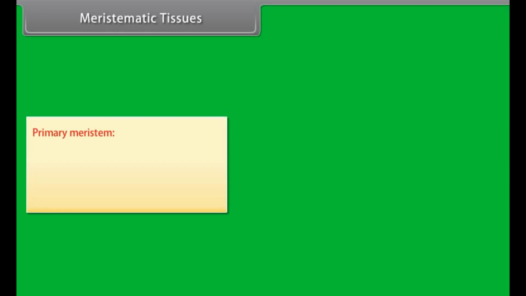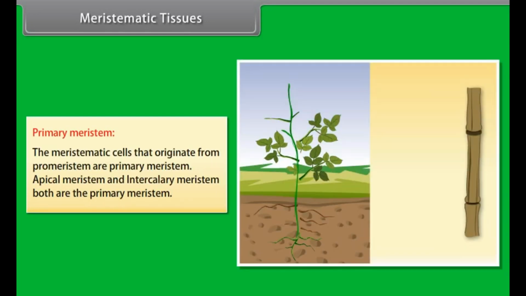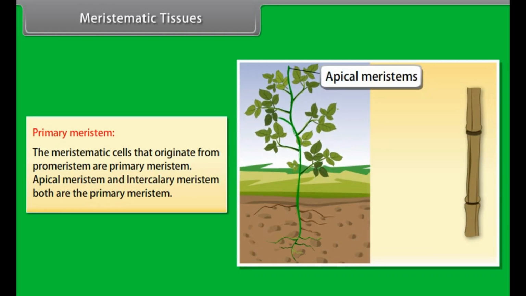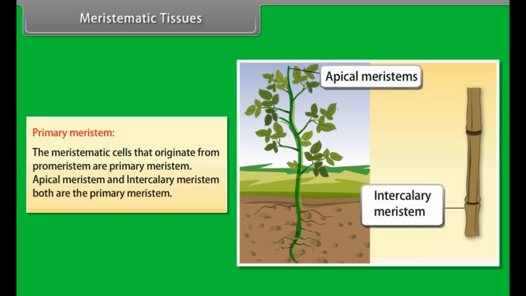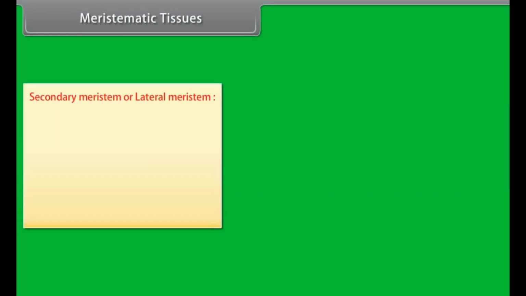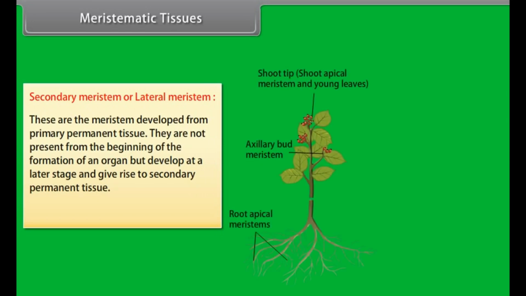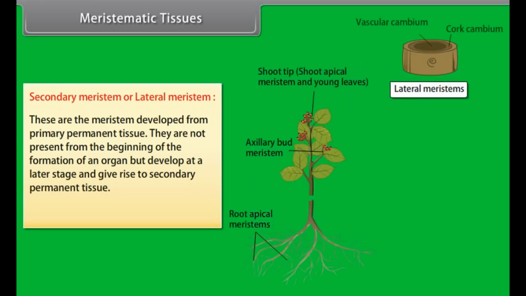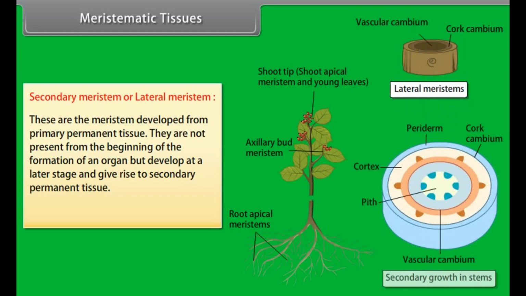Primary meristem. The meristematic cells that originate from promeristem are primary meristem. Apical meristem and intercalary meristem are both primary meristem. Secondary meristem or lateral meristem. These are the meristem developed from primary permanent tissue. They are not present from the beginning of the formation of an organ, but develop at a later stage and give rise to secondary permanent tissue. For example, cambium of roots.